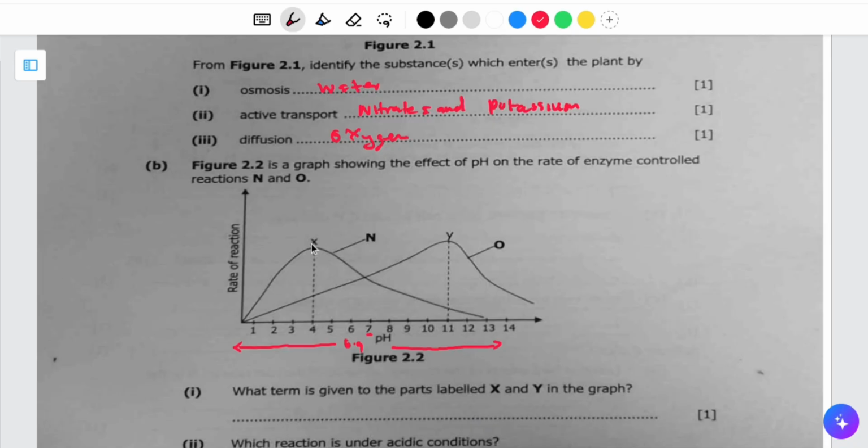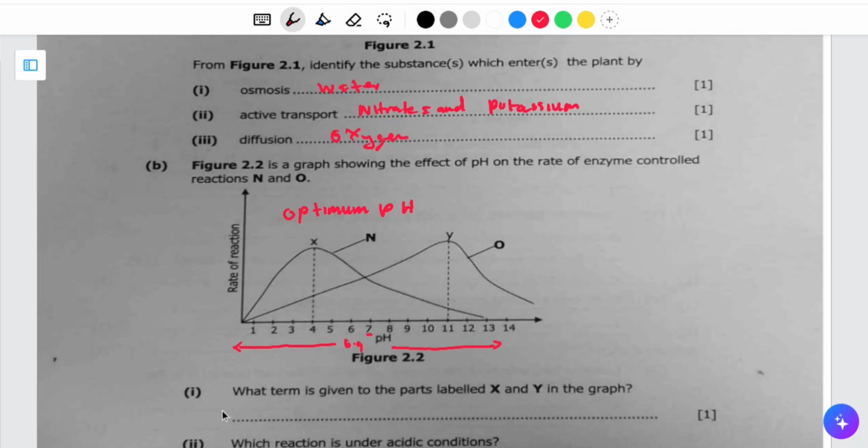Then when you talk of X and Y, they are representing optimum. Now specifically, since we are talking about one of the factors that affect the enzyme reaction, which is the pH, X and Y is going to be the optimum pH. So that's the difference between optimum pH and the optimum temperature. When you talk of optimum pH, it's just the pH at which enzymes work the best.